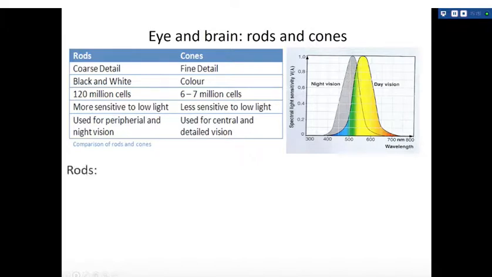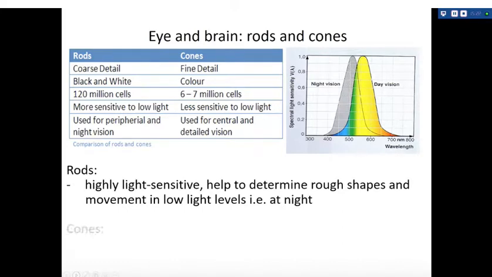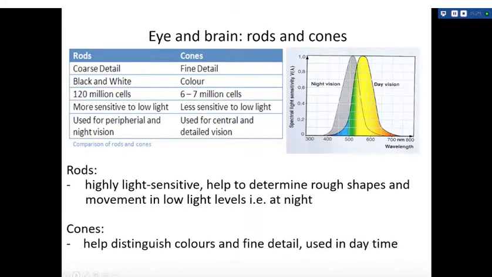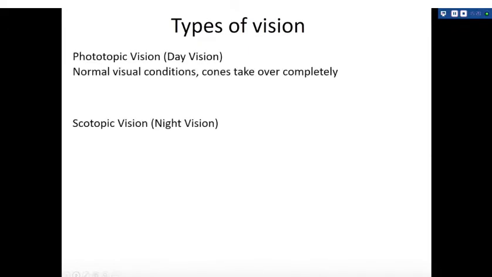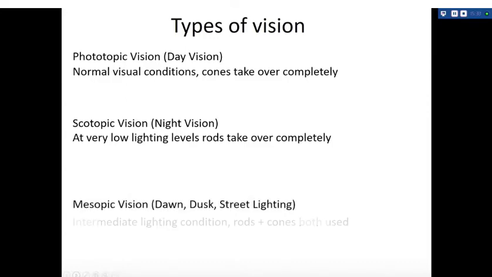So the rods operate at night, the cones operate during the day and give us colour, the rods just black and white. The types of vision we get, well, normal vision is photopic vision, daytime, scotopic vision is nighttime, and then there's this messy one in between, the mesopic vision.